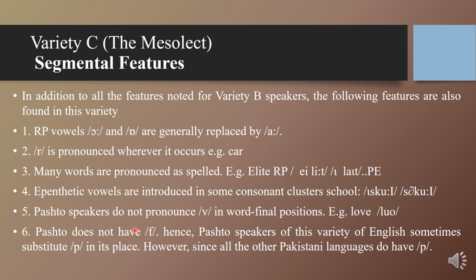Pashto speakers don't pronounce V in the word-final position. For example, love, they will pronounce low. Pashto does not have the fa sound, hence Pashto speakers of this variety of English sometimes substitute pa in its place. Instead of feel, they will pronounce it as a feel. However, all other Pakistani languages do have the pa sound.